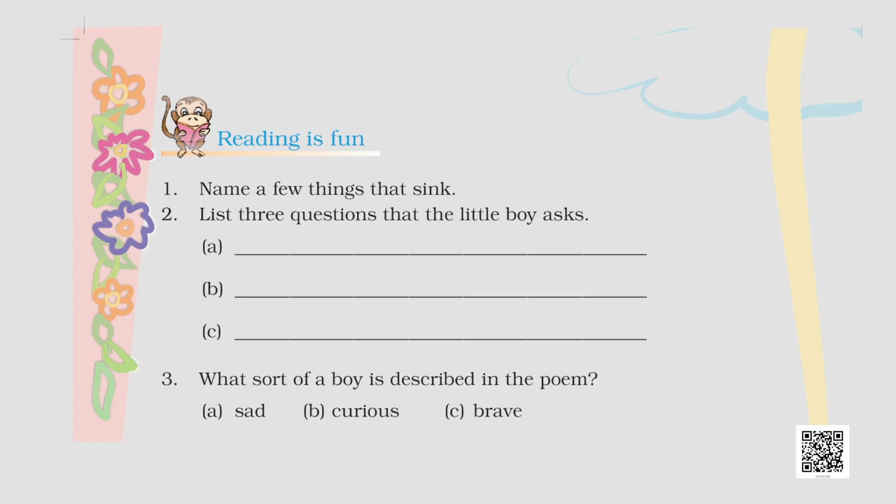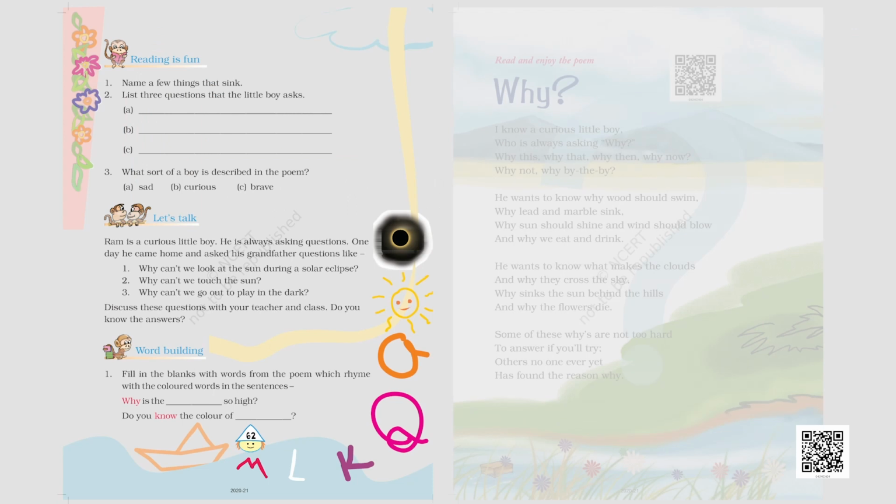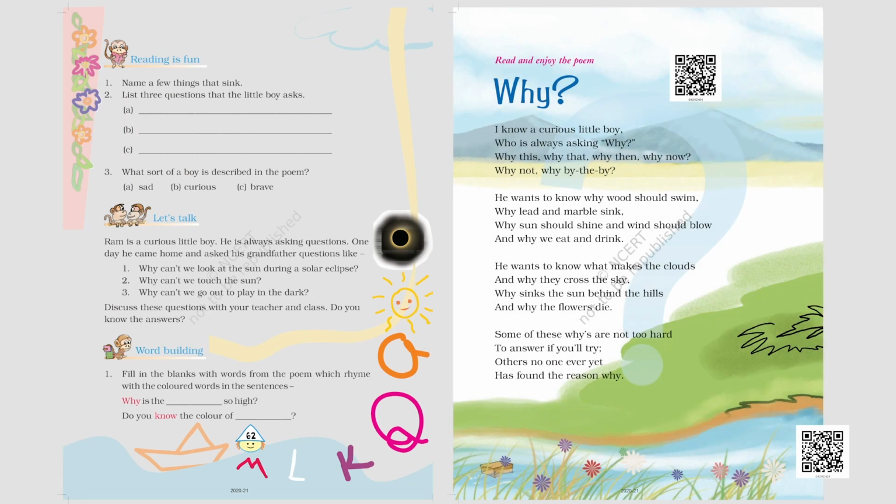Good. Now question number 2. List 3 questions that the little boy asks. Now, we all know that this boy keeps asking many questions. Can you recollect 3 of them? Yes. He asks, why does the wood float but the lead sink in water? What makes the clouds? Why do clouds move? Why does the sun set?